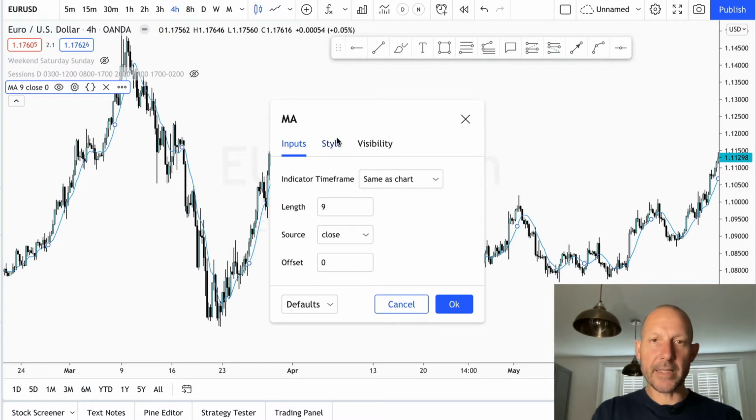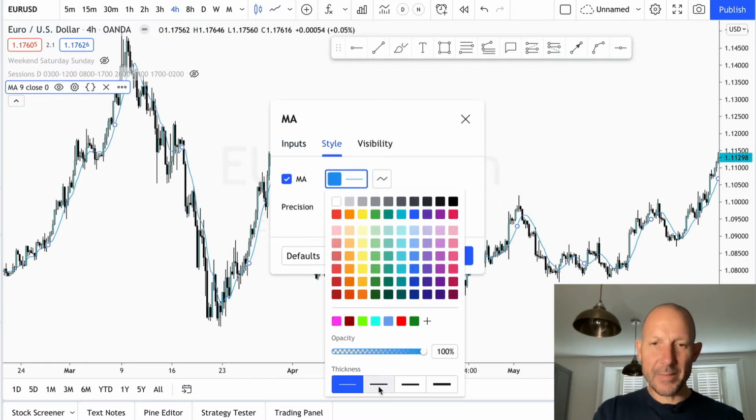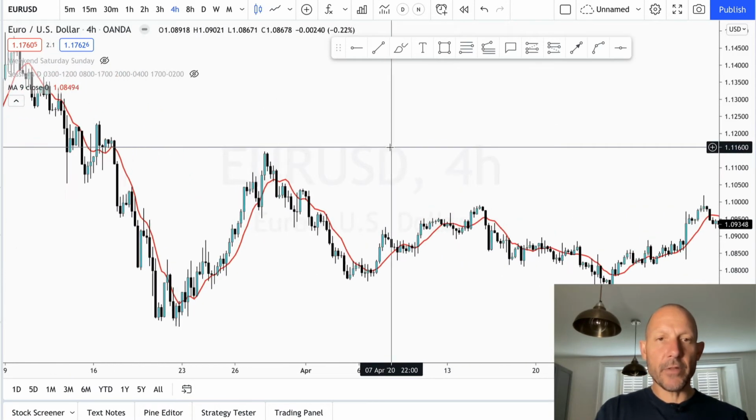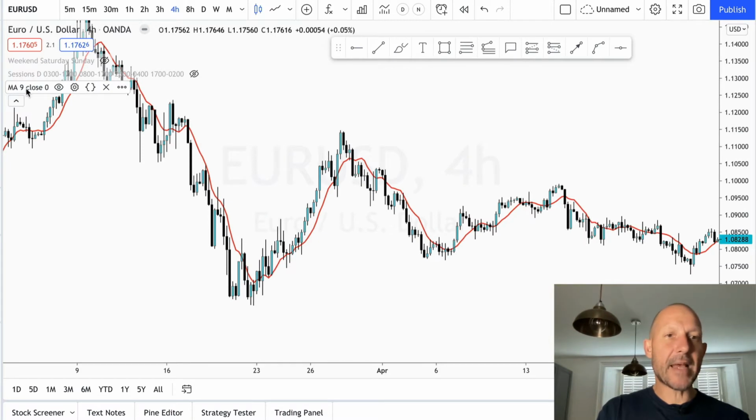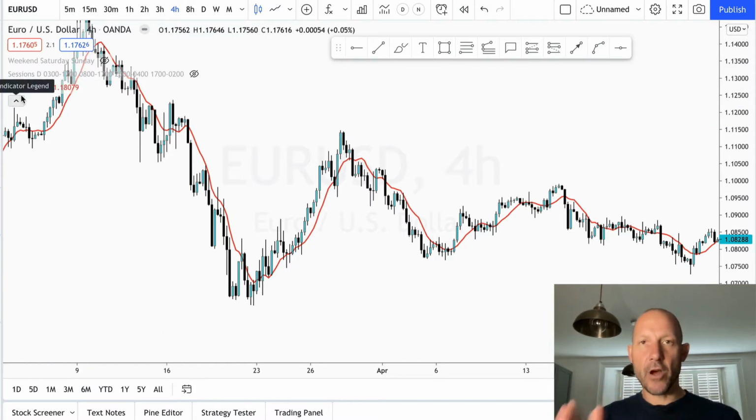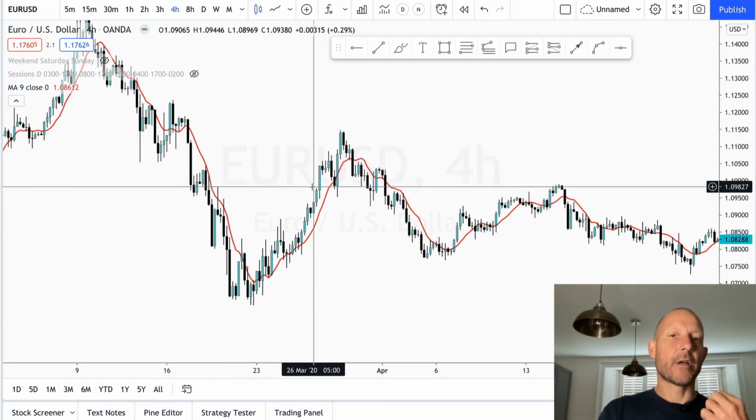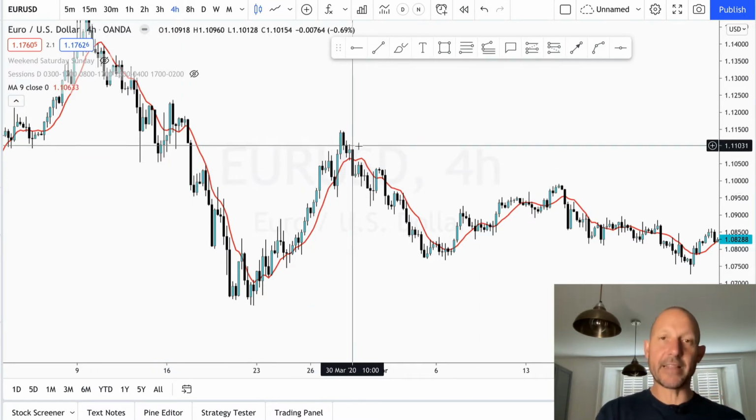I'm just going to go into the settings and make this a little bit bigger so that you can see it, and I'm going to make it red just so that it stands out. Okay, so we've got this moving average here. Now this is an MA9, which is a moving average 9 close, based on the close price. So an MA9 is based on the 9 previous candles of price at the time that candle closed. So it's the previous 9 candles' closed price, and it's the average of that.